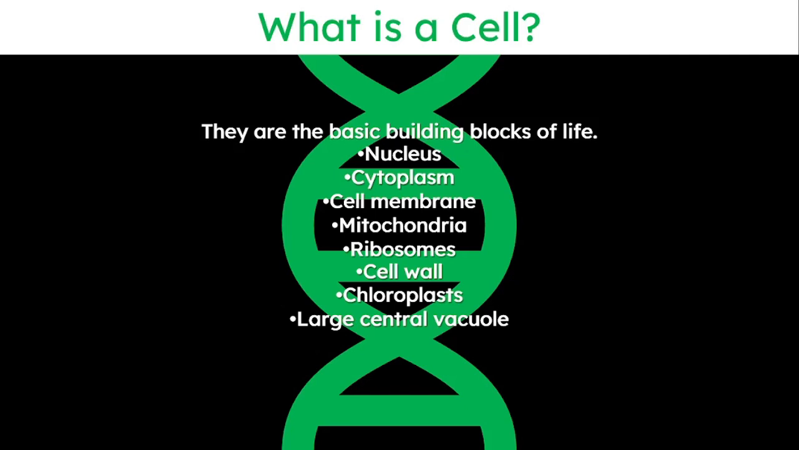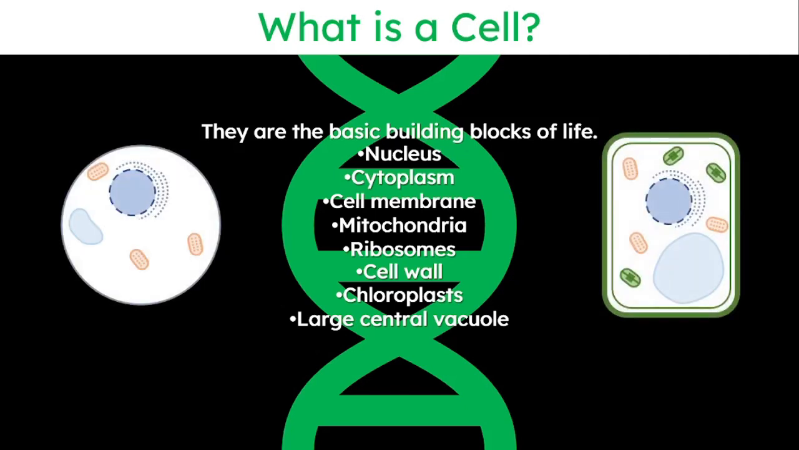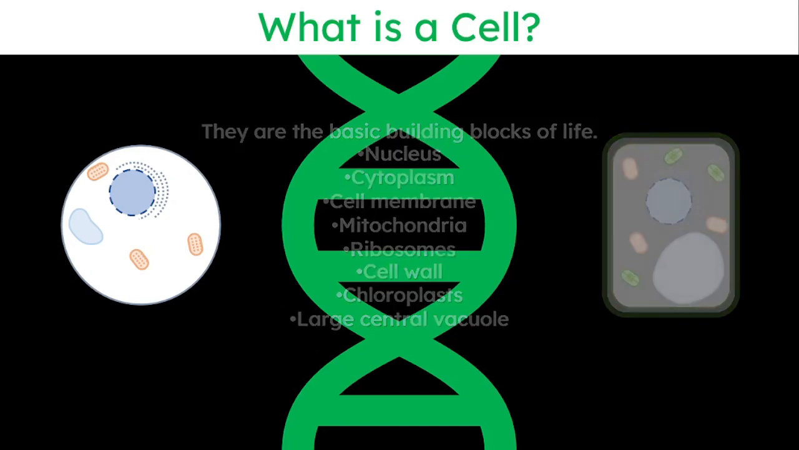Let's look at the two diagrams of the animal cell and the plant cell. These are simplified versions so that it is easy to understand. Let's break them down. First, let's start off with the animal cell.